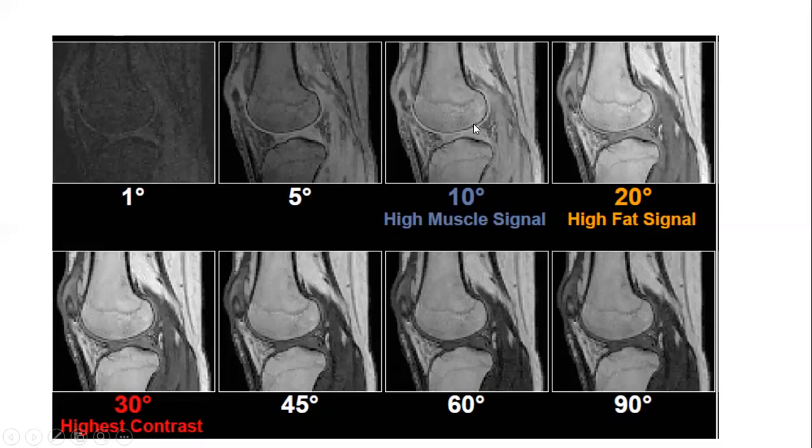But at 10 degrees, we now have high muscle signal. Look at our muscle. The signal becomes high. How is it high? It is high when the signal is whitish, when we have a white signal compared to other signals. You can see this muscle part here is whiter than the others.